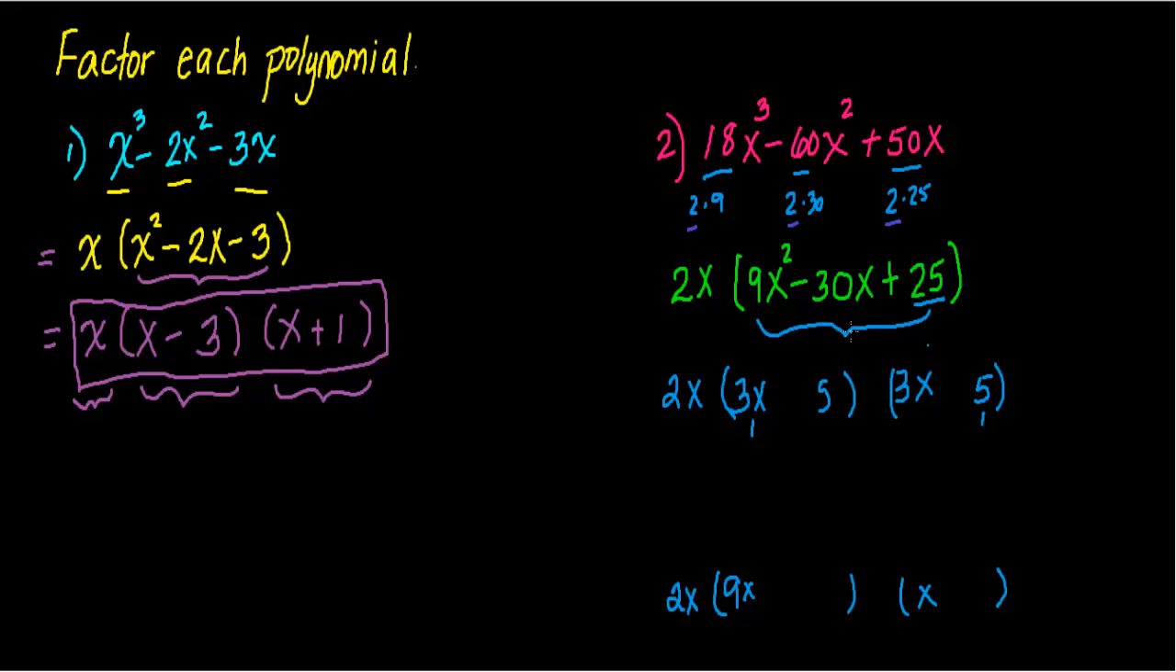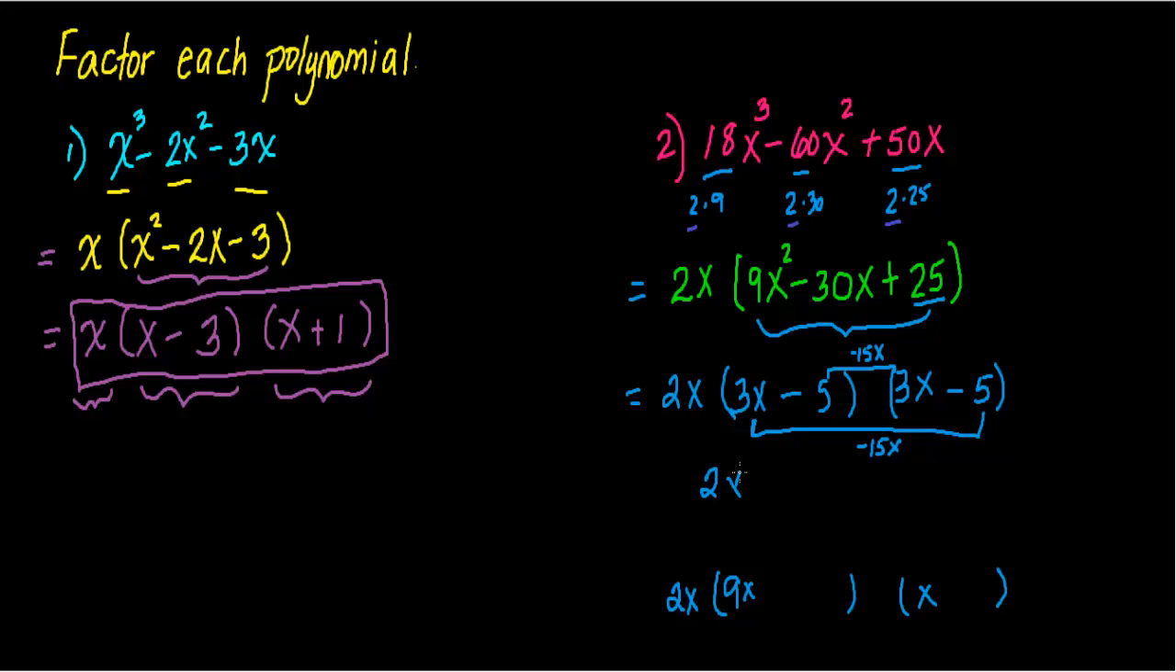All I have to do is play around with the signs so that I get a positive 25 and I get a negative 30. So I can say that I can get positive 25 by having negative 5 and negative 5. That will give me positive 25. And I will also get negative 15 here and negative 15 here, which will give me negative 15x. This one will be negative 15x. That will give me a total of negative 30x. So this combination works. And here is your final answer.